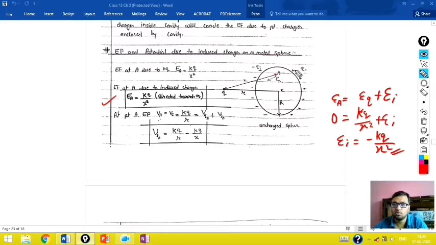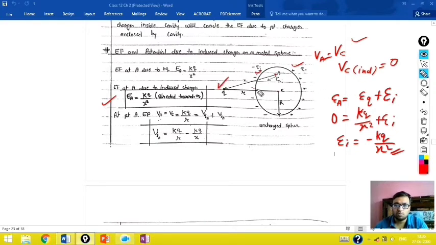Okay, so we can understand that charge is a scalar quantity, and an equal amount of positive and negative charge is present over here, and inside a metal the electric potential is constant. So the potential at A will have a similar value as that of the potential at C, and the potential at C due to induced charge only will be 0.